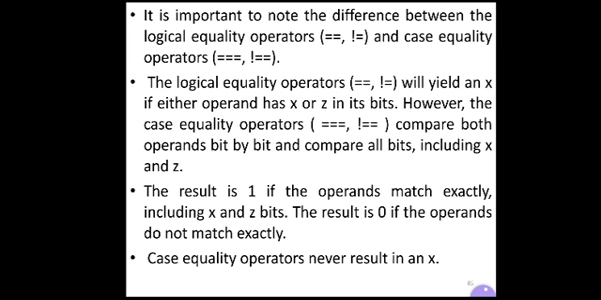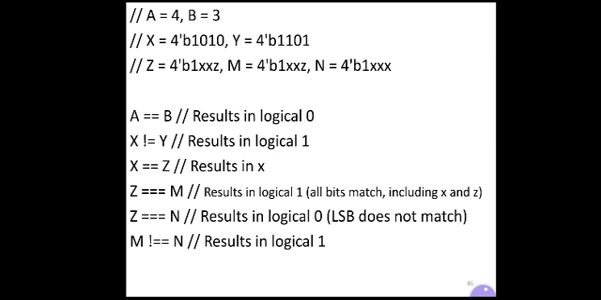The result will be 0 or false. The case equality operator never results in an X. That means it produces only a true or false result. It will not produce an X result or unknown result.